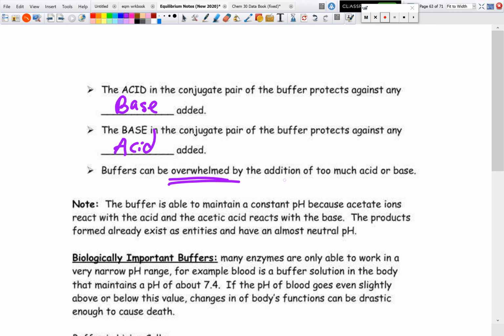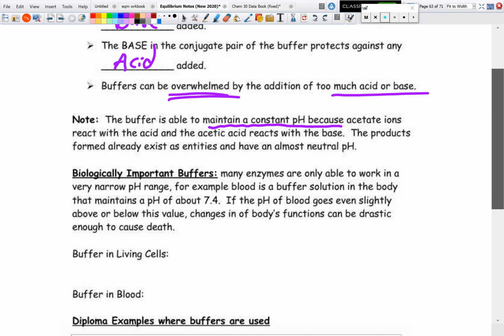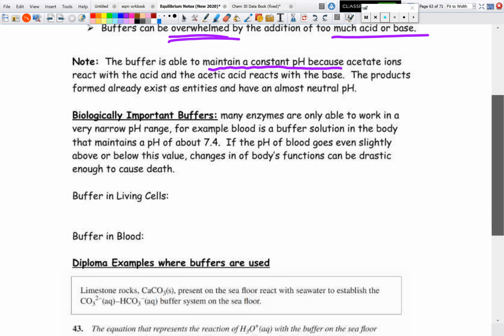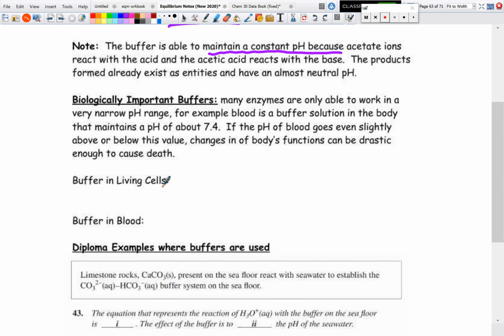Now, buffers can be overwhelmed if too much acid or base is used, but the thing you have to remember is that they maintain a constant pH, and that is the main thing right there. So we do have some buffers here that are kind of important.